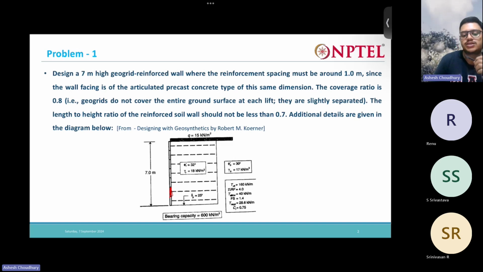Also we have an interaction factor given as 0.75. We will see what this interaction factor, CI, is in the later slides, or while we solve the problem. The bearing capacity of the foundation soil is also given to us, which is 600 kilonewton per meter square. Now let us start solving the problem.